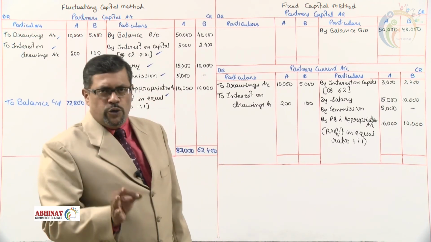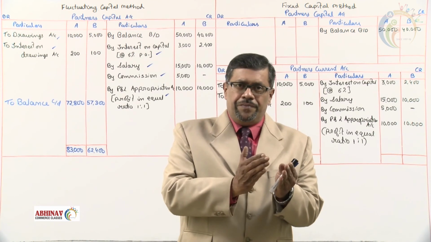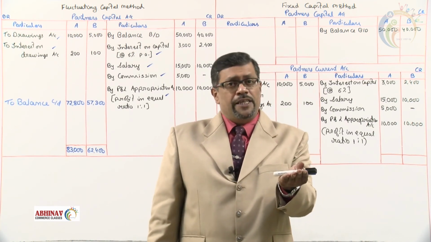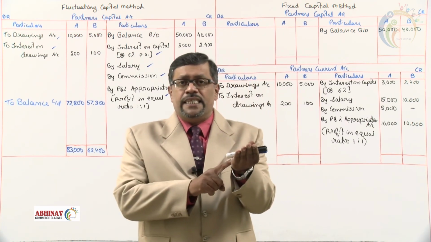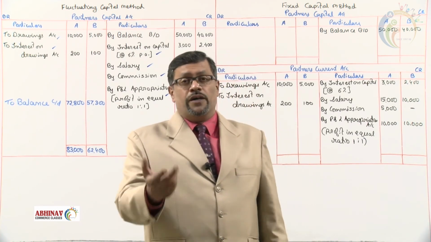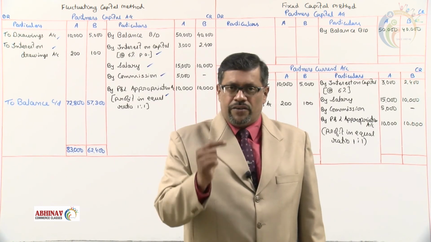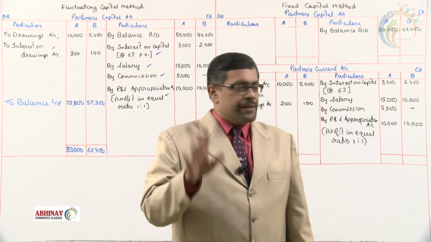The basic thing you want to remember is that what partners receive from the firm, their capital balance will increase. Increase in capital, increase in liability, we credit. What partners pay to the firm will decrease the capital. Decrease in capital is decrease in liability, we debit.